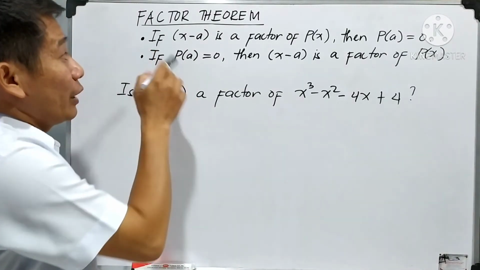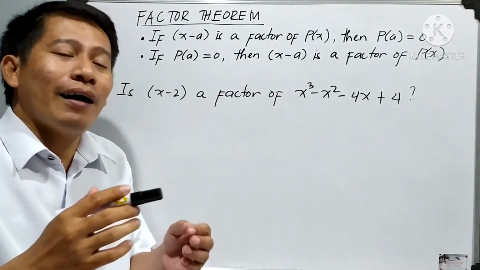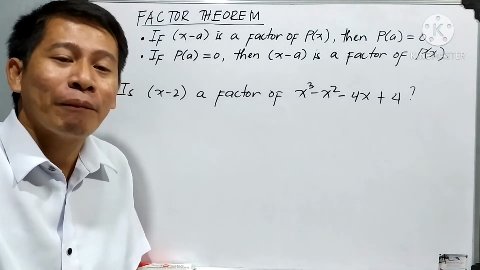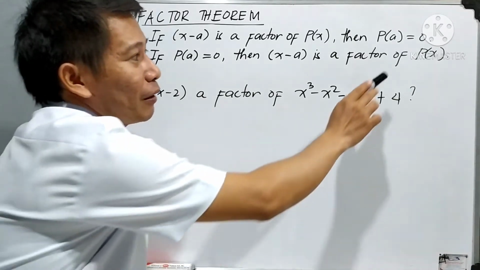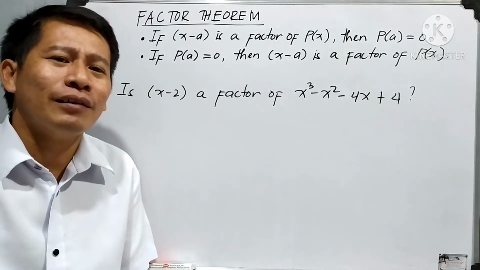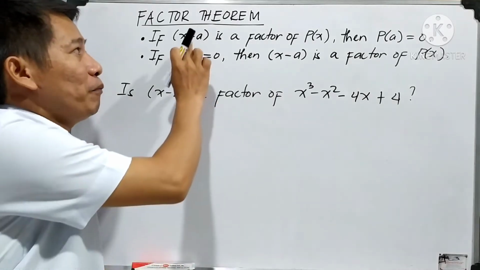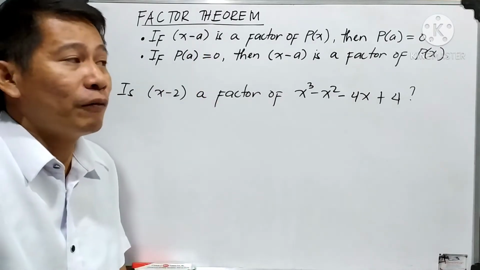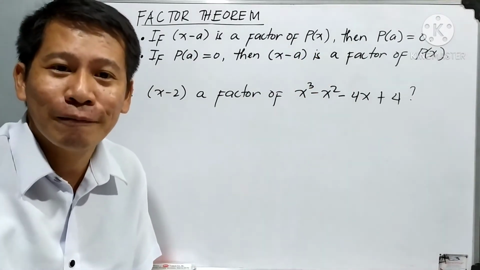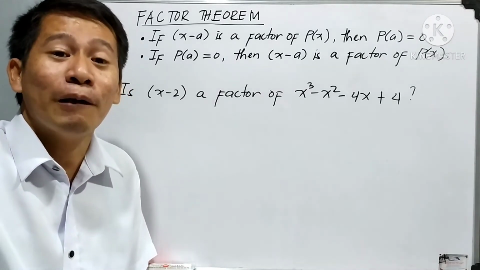Each of these statements simply implies that a given binomial is a factor of a given polynomial if and only if the remainder is 0. So in other words, if our problem is to determine whether a given binomial is a factor of a given polynomial, all we need to do is to compute the remainder. And what is the condition? The remainder should be equal to 0.